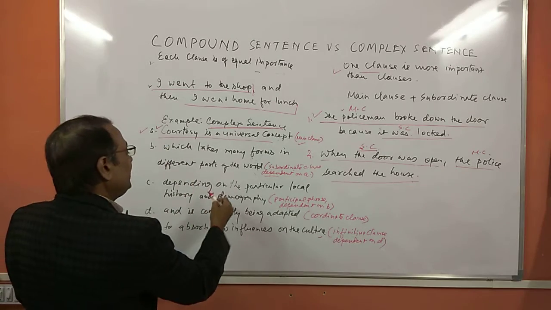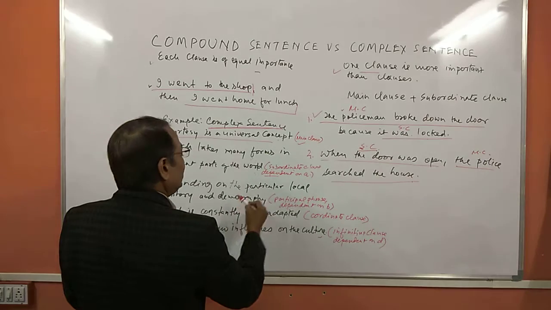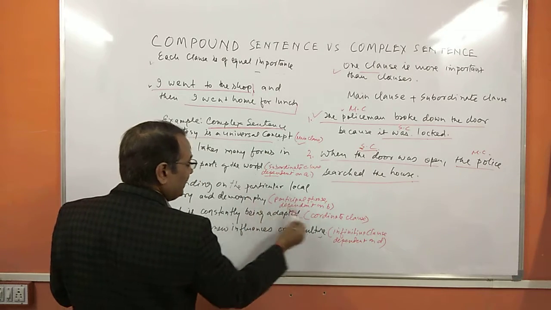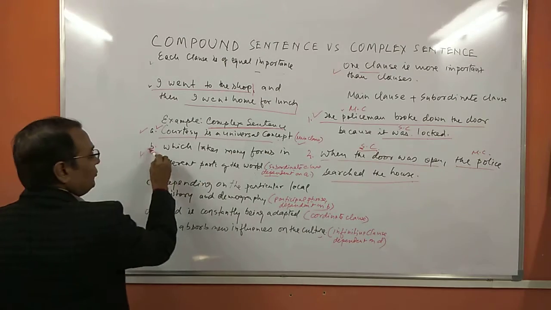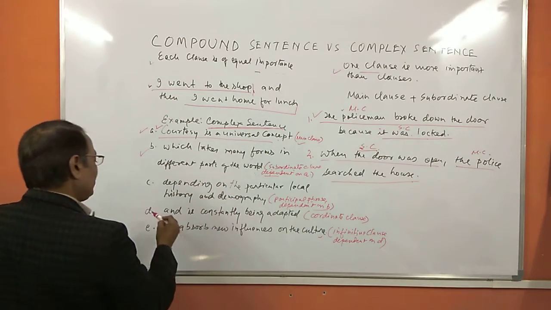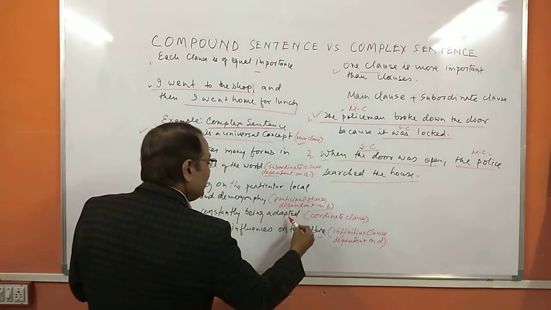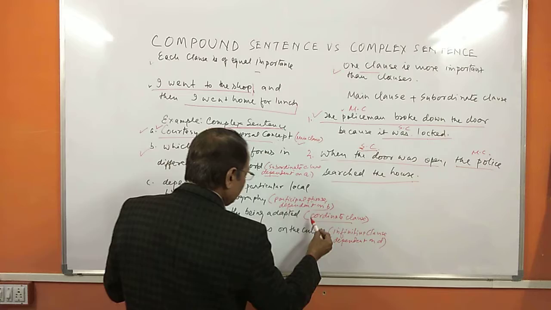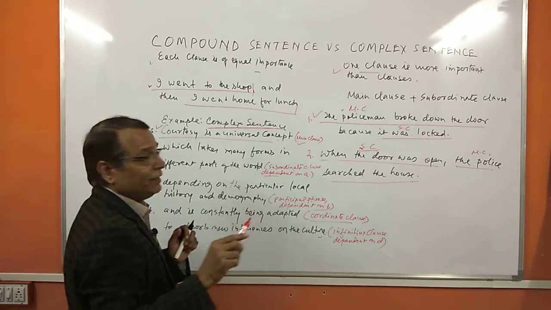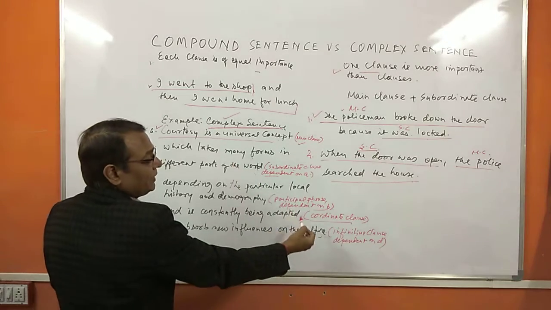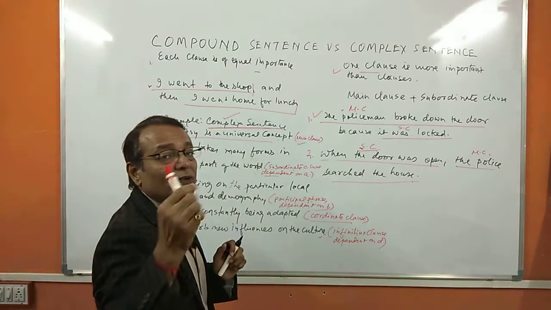Then I have written depending on the particular local history and demography. This is a participle phrase, and it depends on B, this part of the sentence. The next one is D, and is constantly being adapted. That is a coordinate clause. This is to be noted here: in a complex sentence also, we can use a coordinate clause.